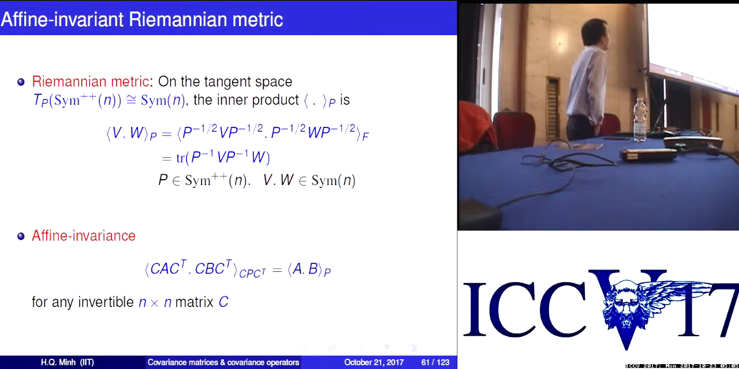Now with this formula, we can verify that it's affine invariant, because if we transform A, B, and P by the same invertible matrix C, that is CAC^T, CBC^T, and CPC^T, then this inner product stays the same. So this is the definition of the affine invariant Riemannian metric. It's the inner product on the tangent space.